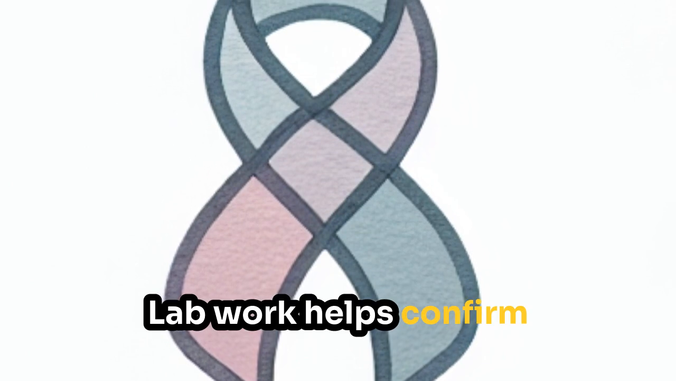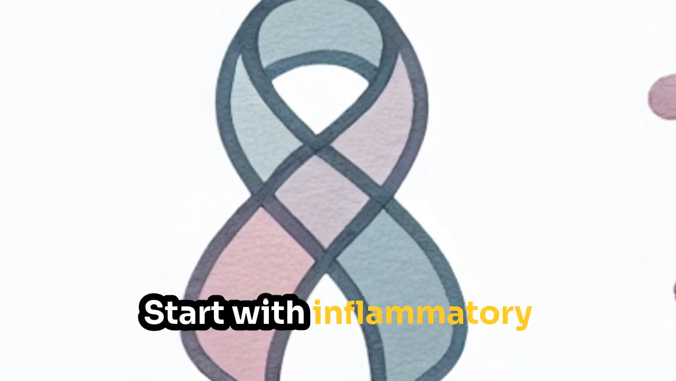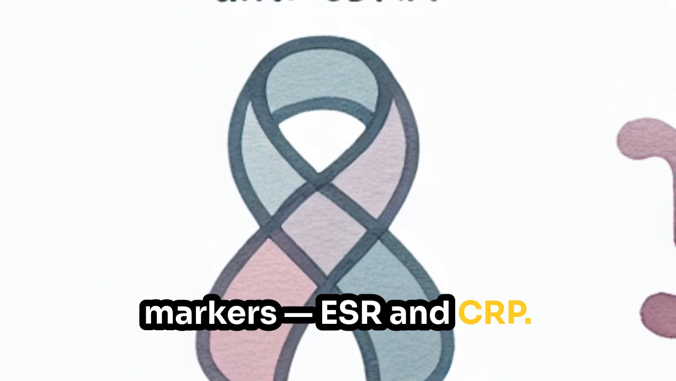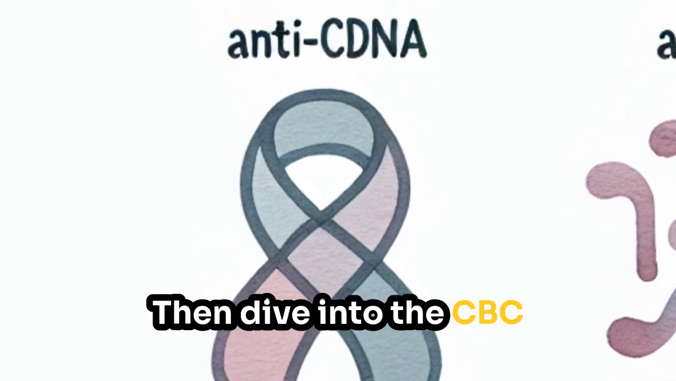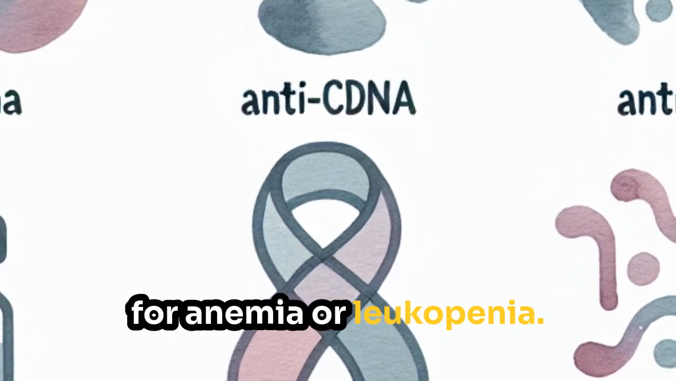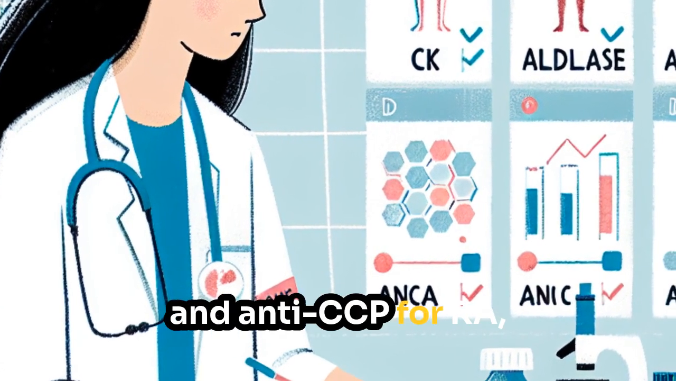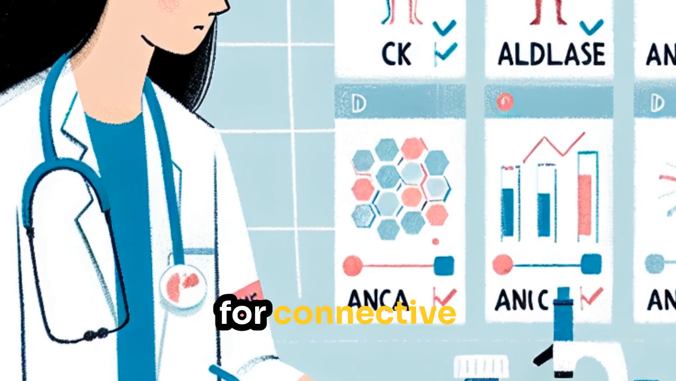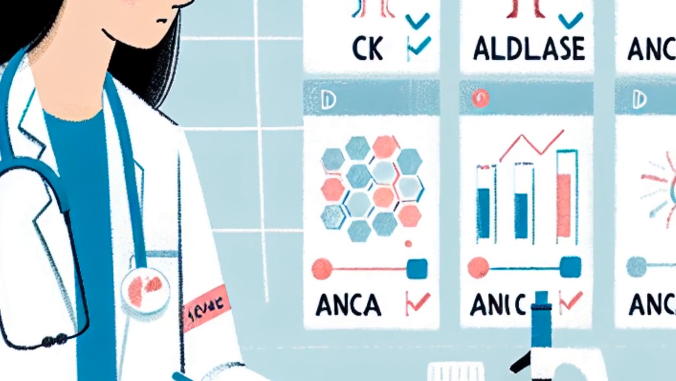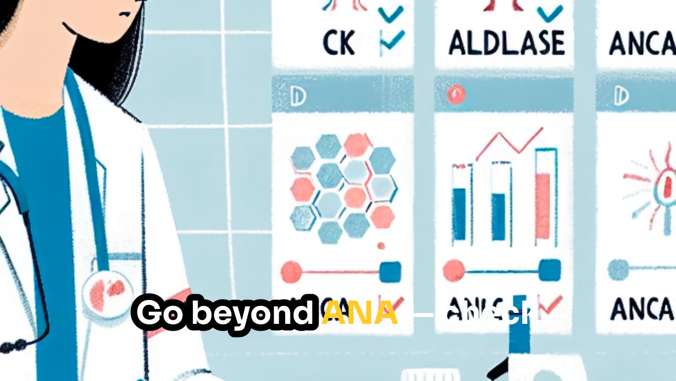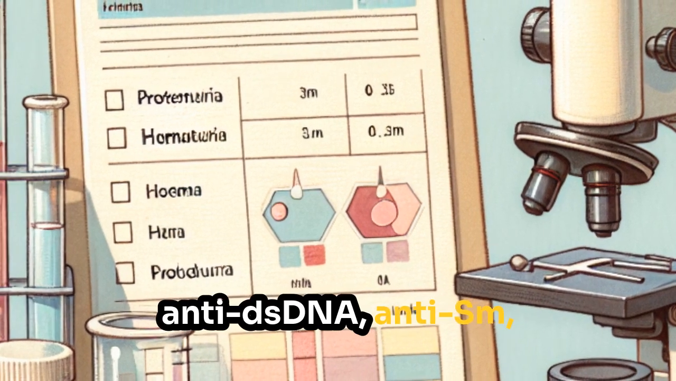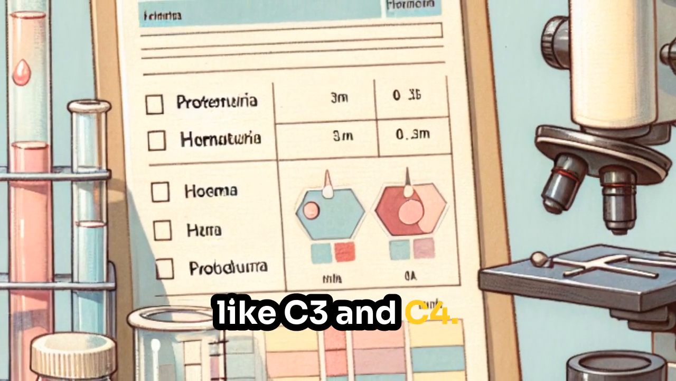Lab work helps confirm your clinical suspicions. Start with inflammatory markers, ESR and CRP. Then dive into the CBC for anemia or leukopenia. Look at autoantibodies, rheumatoid factor and anti-CCP for RA, ANA and its subtypes for connective tissue diseases. Want to test for lupus? Go beyond ANA. Check anti-dsDNA, anti-Sm, or low complements like C3 and C4.